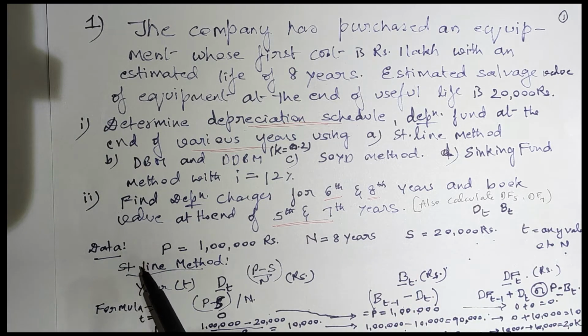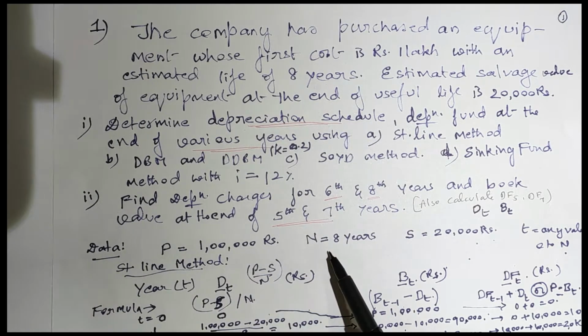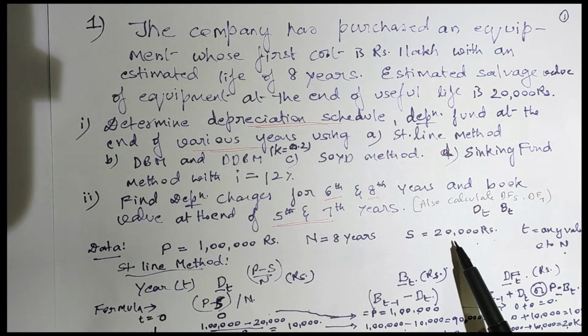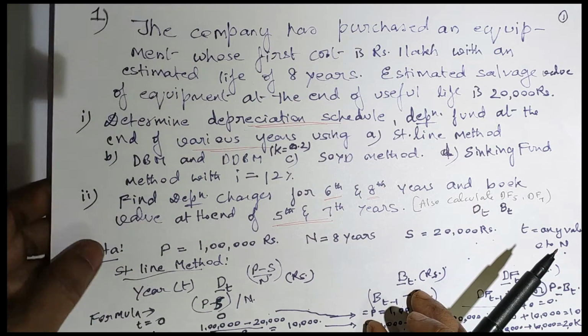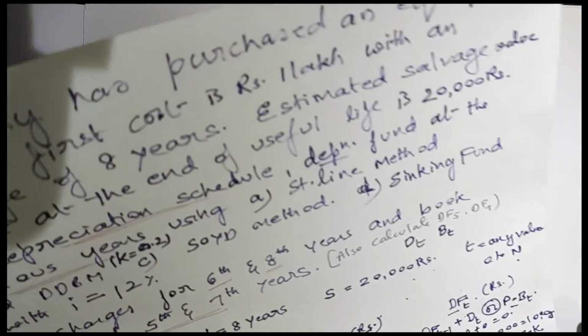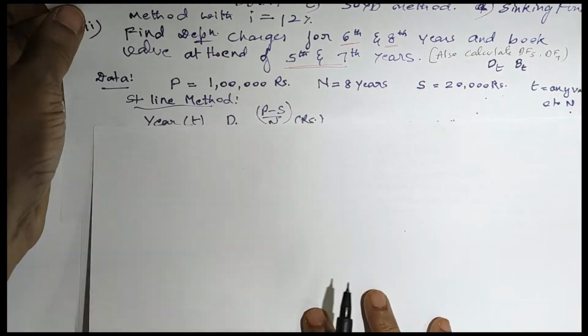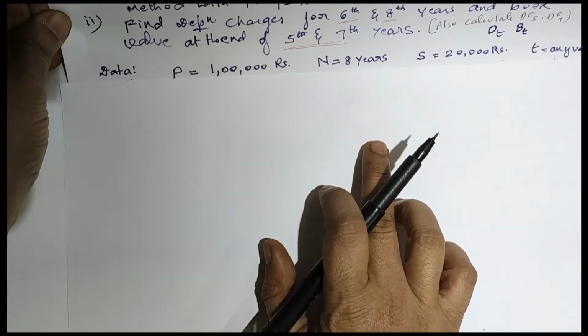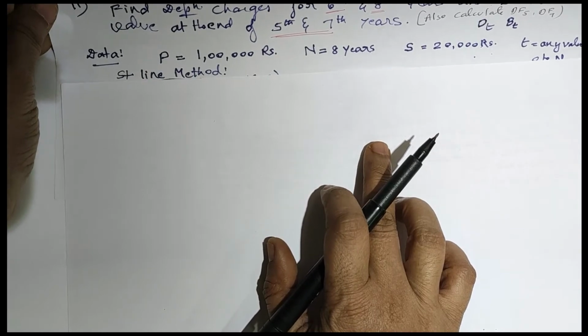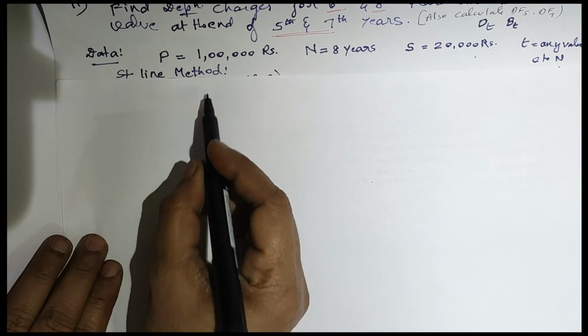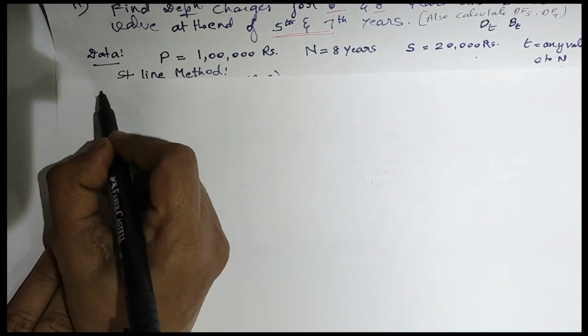So I already explained you how to extract the data. So we have the already extracted data. P is equal to 1 lakh rupees. N is equal to 8 years. Salvage value equals 20,000 rupees. Now let us see how to solve this. We have already this much extracted data. So now individual calculation, second part of the problem.